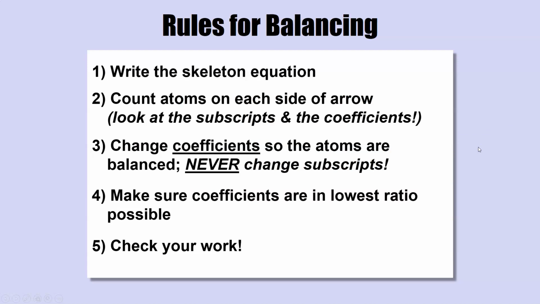So we always write the skeleton equation out first. Sometimes they may give that to you if you're lucky. Other times you have to write it, which means you have to know how to write your formulas, which means you need to know your ions and things like that. What you're going to do is count how many atoms are on each side of the reaction arrow. You're going to see how many you start with and end with. If it matches, you're all done.